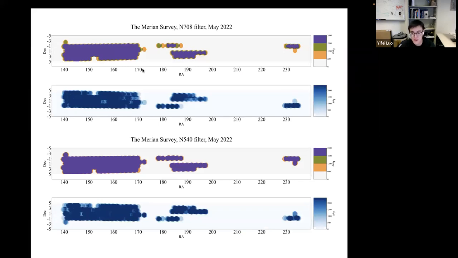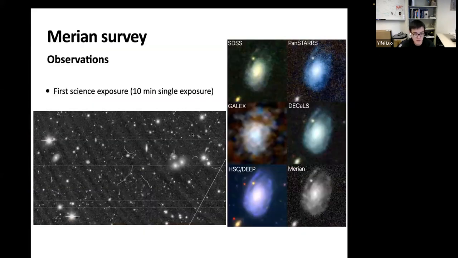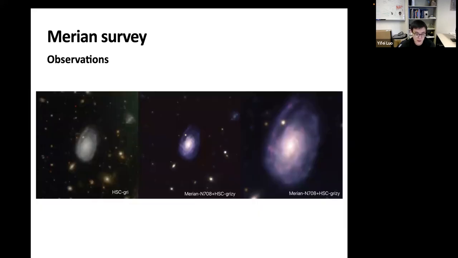DECam now is really efficient. You can observe at home. Remote observing is really good for DECam. Here is some raw data. For example, this is a galaxy within our Merian redshift range, with a basic comparison between different surveys: the old SDSS, DECaLS, HSC, and Merian. And just to remind you, this is only one 10-minute single exposure, so it's really pretty good for this kind of star-forming galaxy.